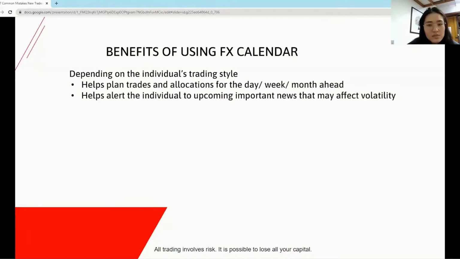So I mentioned earlier some benefits of using the FX Calendar, but depending on the individual's trading style, it can help you to plan trades and allocations for the day or week or month ahead, and also help to alert you on upcoming important news that may affect volatility in whatever markets that you are trading.